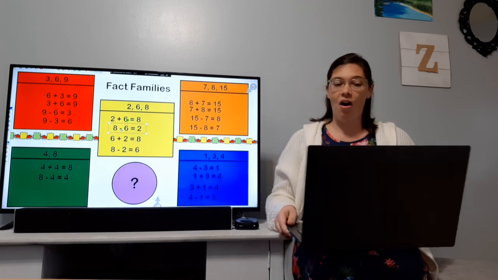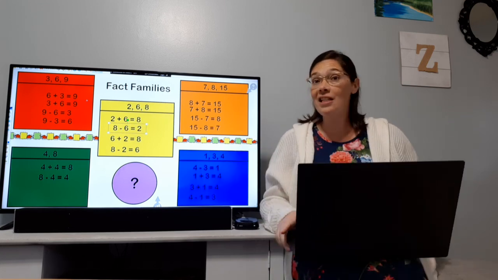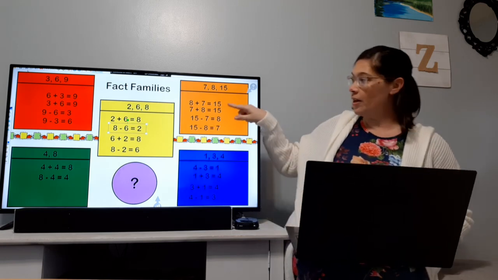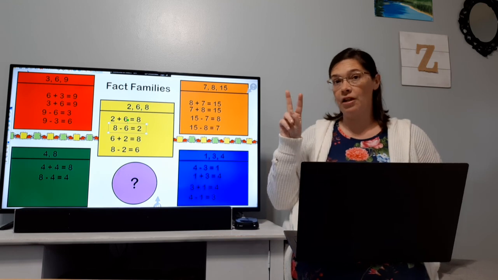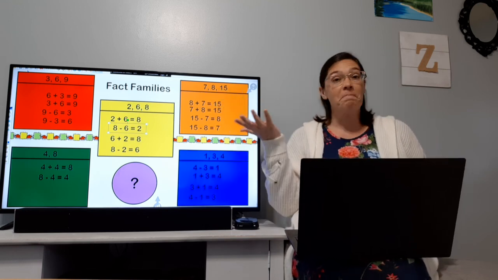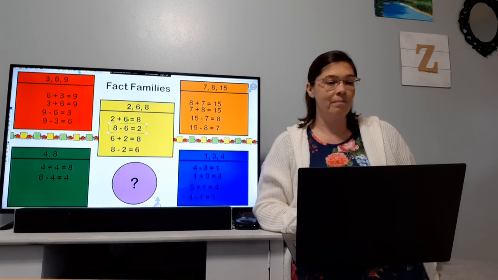So now we have all of our fact families. Yay! Fact families are fun, and they're easy to figure out once you realize a fact family is 4 facts, 1, 2, 3, 4, 2 operations or 2 signs like plus and minus, and 3 numbers, 7, 8, 15. That makes a fact family. So what other fact families can you think of?